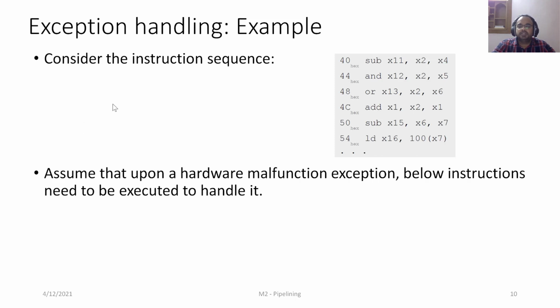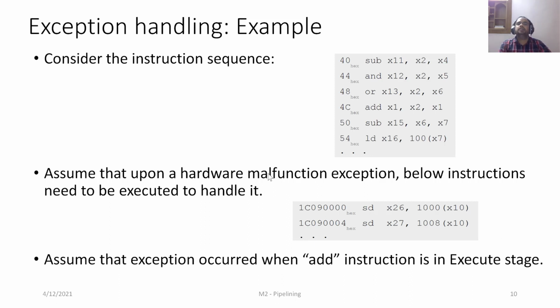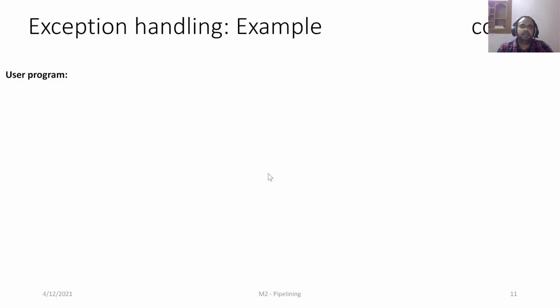Okay. Now let's say there was some particular exception that can happen, a hardware malfunction, and its interrupt service routine starts at an address 1C09 followed by 4 zeros, and there are some set of instructions that it has. So whenever we see this exception, we need to execute this interrupt service routine so that the exception is resolved. Now let's say that this exception has occurred when the add instruction was in the execute stage, right?